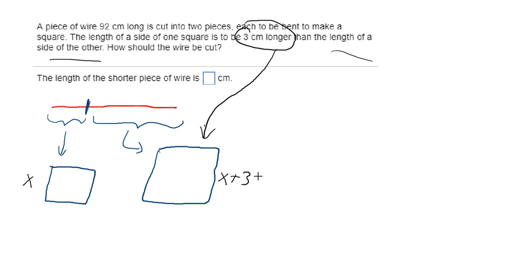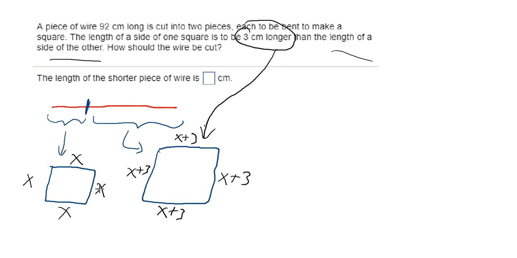So if this side has a length of x plus 3, then all 4 sides will have a length of x plus 3. If this square has a side of length x, then all 4 sides will have a length of x.